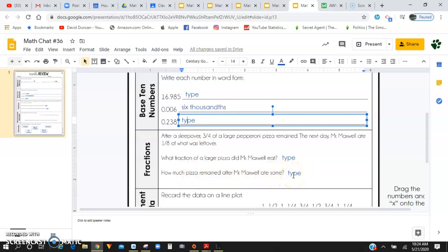Okay? Let me make sure I said that right. Large remain. The next day, Mr. Maxwell ate 1/8 of what was left. What fraction? Yes. Yes. Okay.